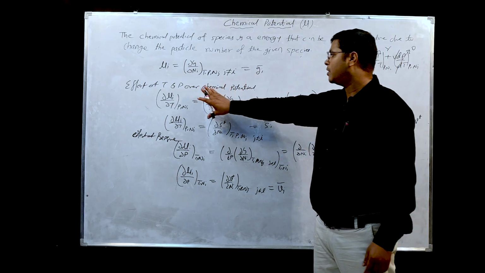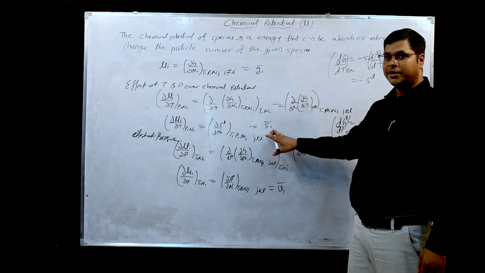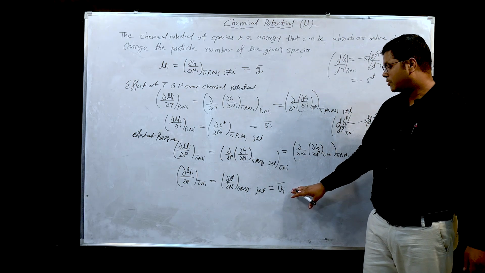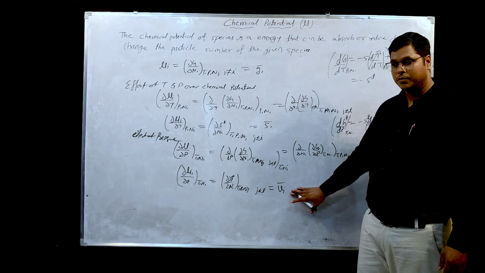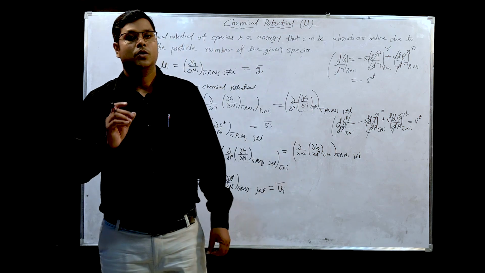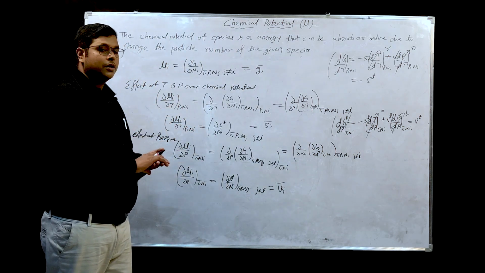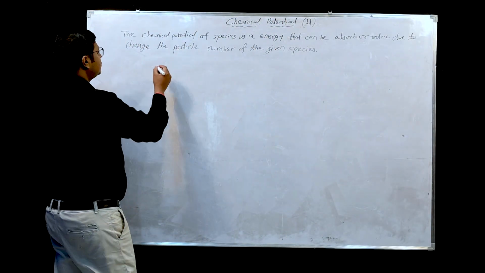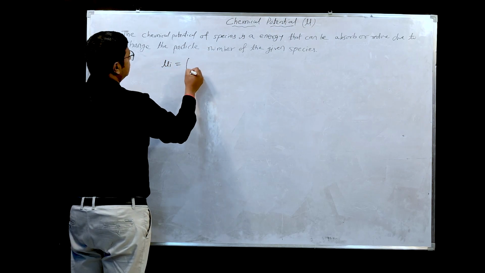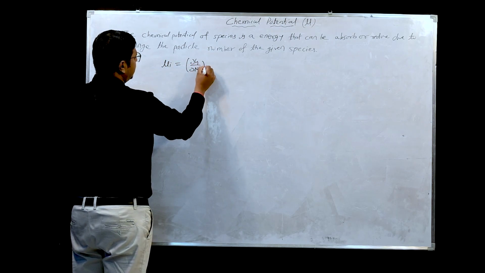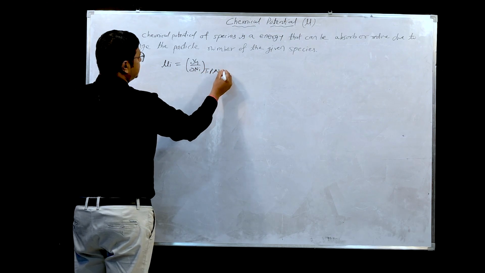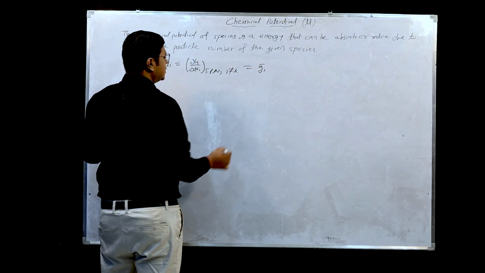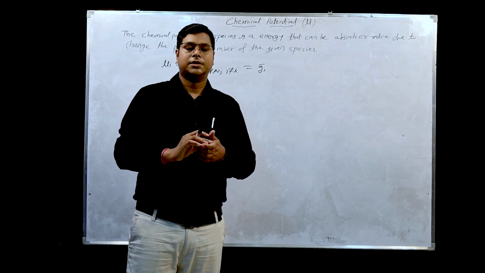So we can see here the effect of temperature comes with the change in the partial molar entropy, and the effect of pressure on chemical potential is counted as the partial molar volume. So these are the effects of temperature and pressure on the chemical potential. Now we will see the fugacity and fugacity coefficient. So μi is equal to ∂G/∂Ni at T, P and Nj, where j is not equal to i, and this is represented by Gi bar, as we have seen in the last class.